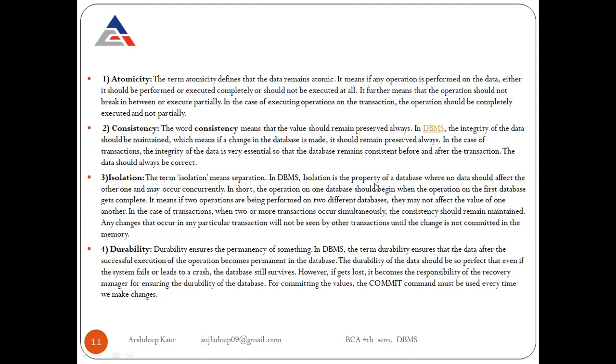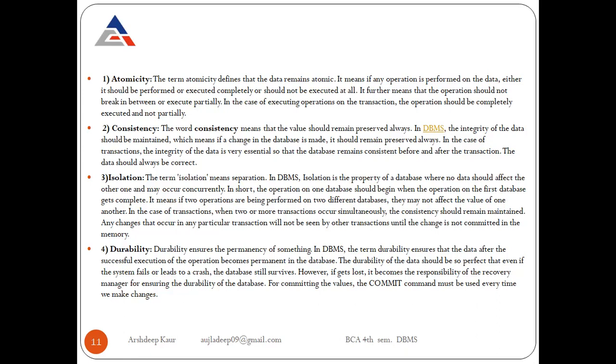In DBMS, isolation is the property of the database where no data should affect the other one, even when operations occur concurrently. Let us suppose that I have 5 entries in the table, and on the next day, again, I am inserting 5 values in the table. So the first 5 values should remain consistent. They should be isolated from the next 5 values. They are separated from each other.